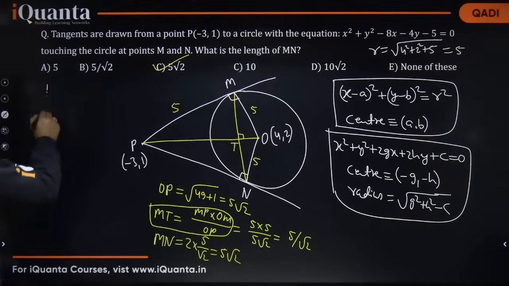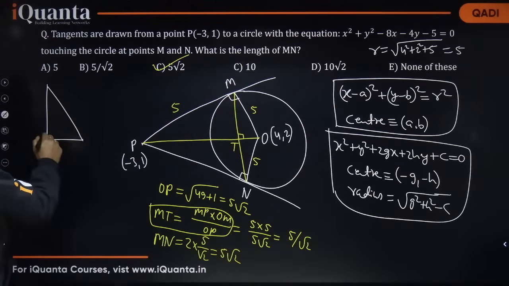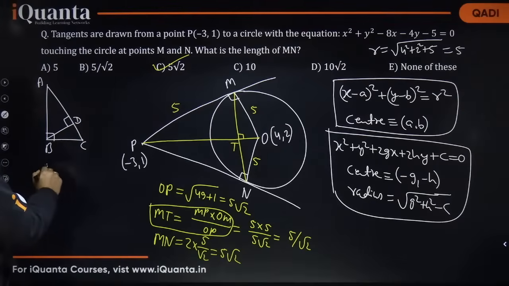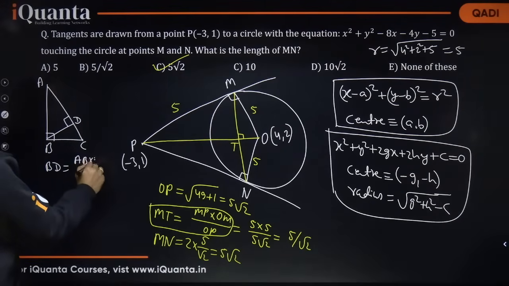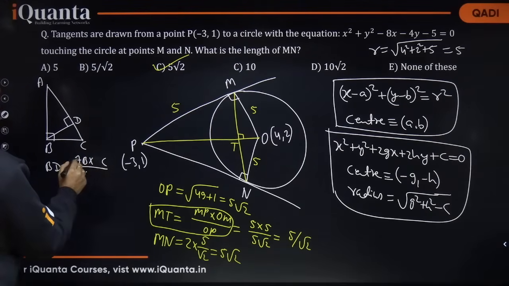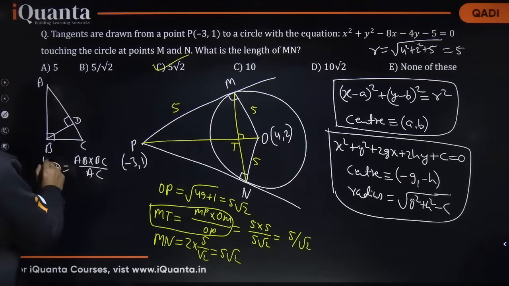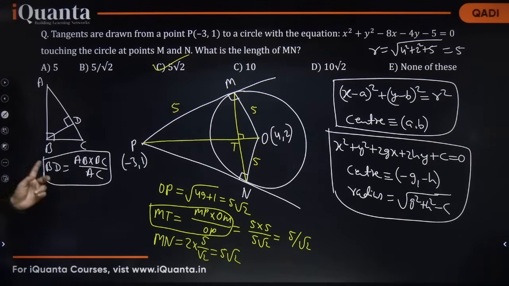See, in any right angle triangle, A, B and C, this is D. So you find BD is equal to AB into AC upon AB into BC upon AC. This is how you find BD in any right angle triangle, है ना?